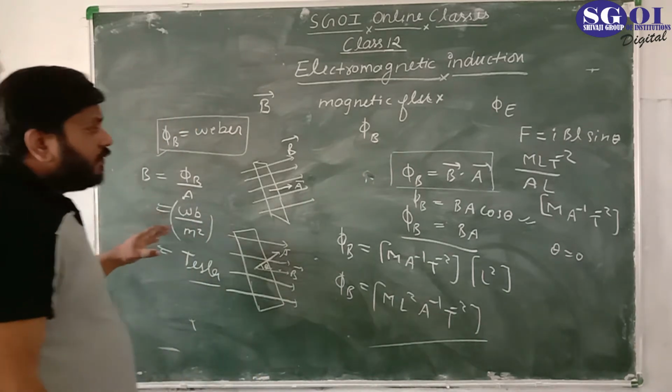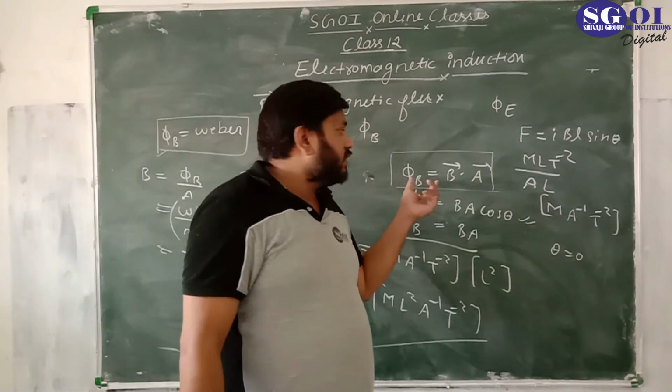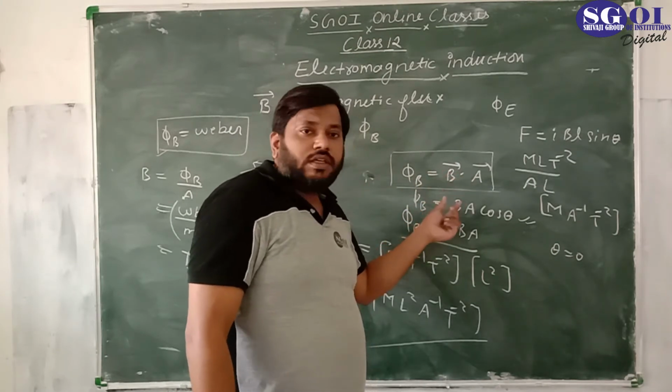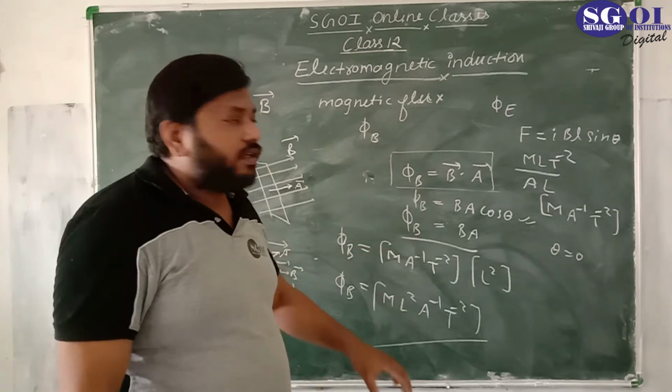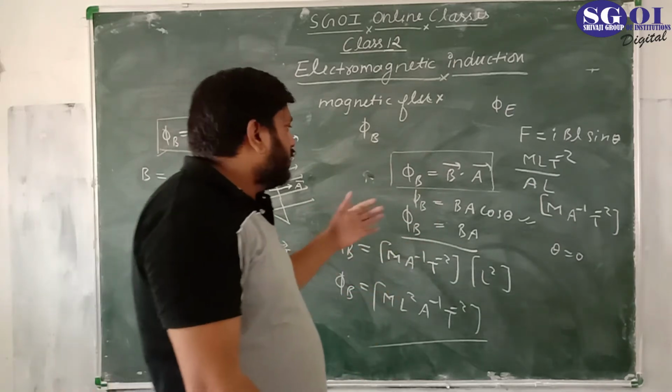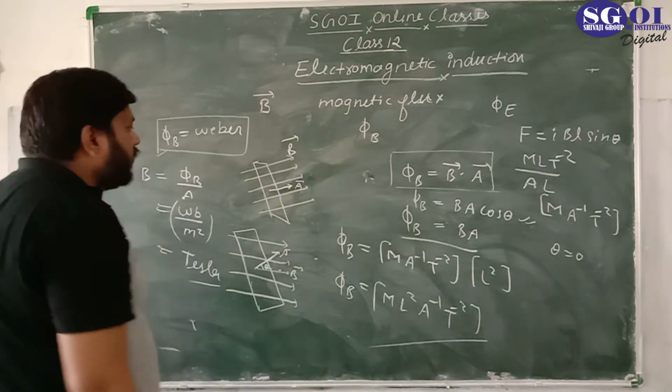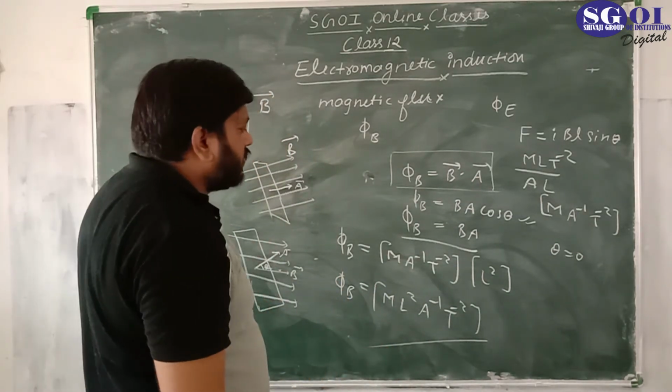So what is the magnetic flux? Magnetic flux is simply the dot product of magnetic flux density and the area vector of a plane surface.